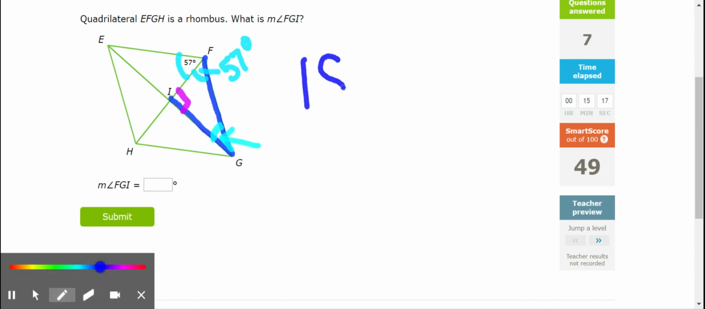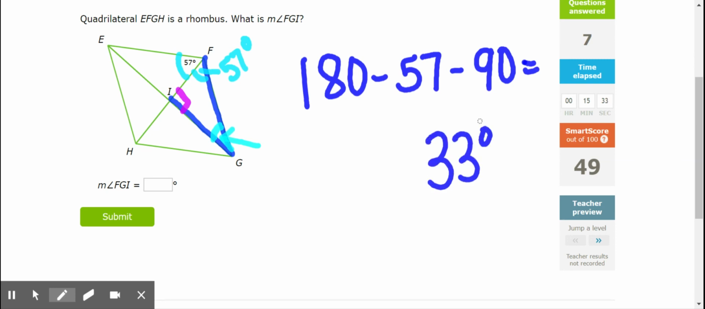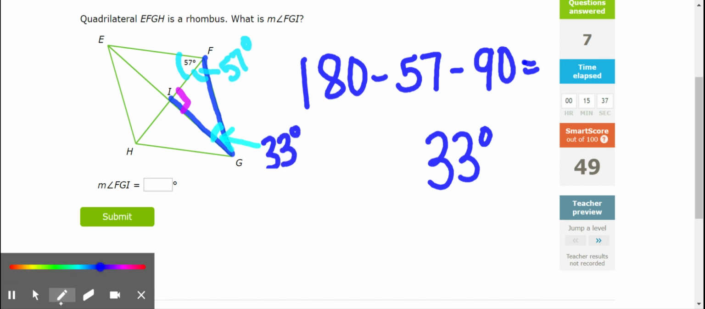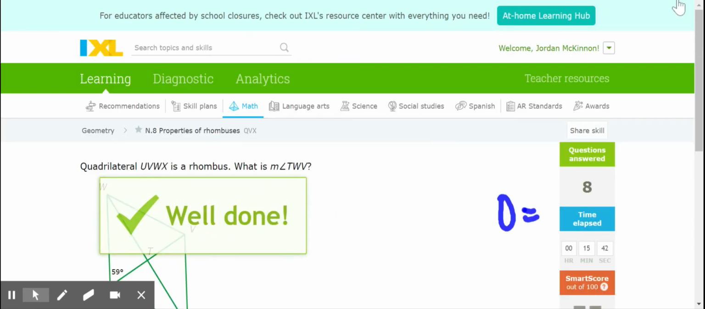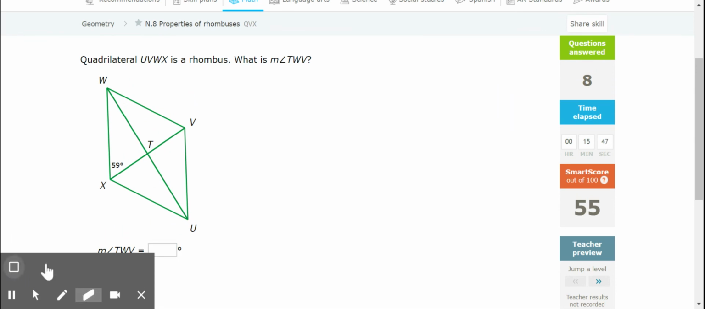So 180 minus 57 and minus 90 is going to be 33 degrees. So this right here is going to be 33 degrees. FGI. I only have to get to a smart score of 60, and I'm already at 55, so it looks like I'm just going to have to do one more.